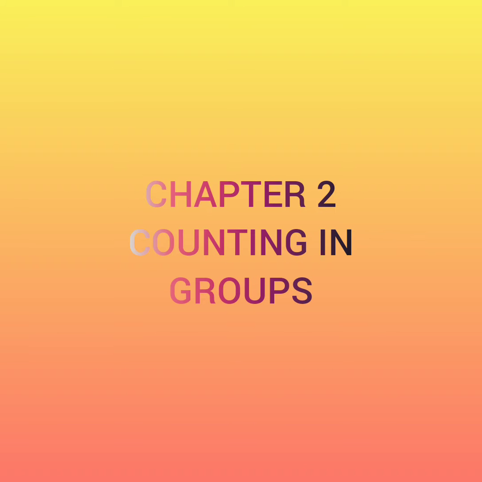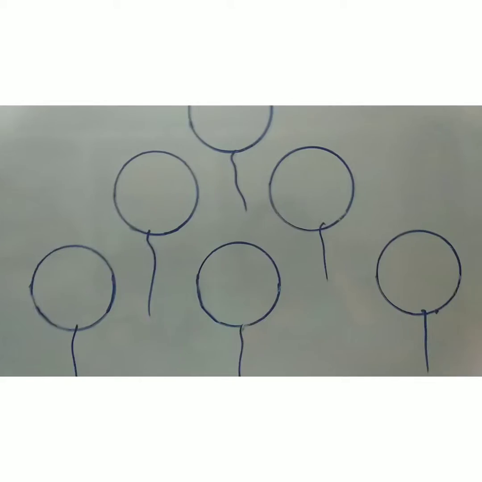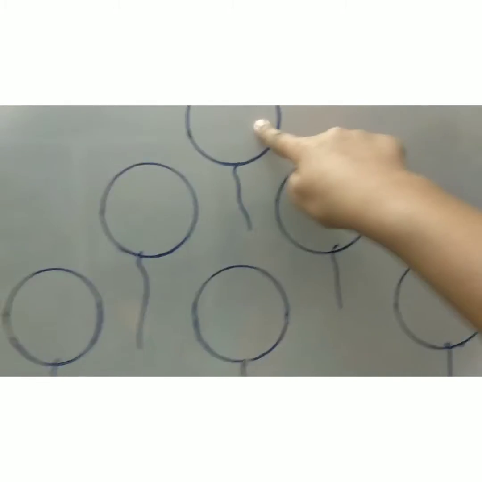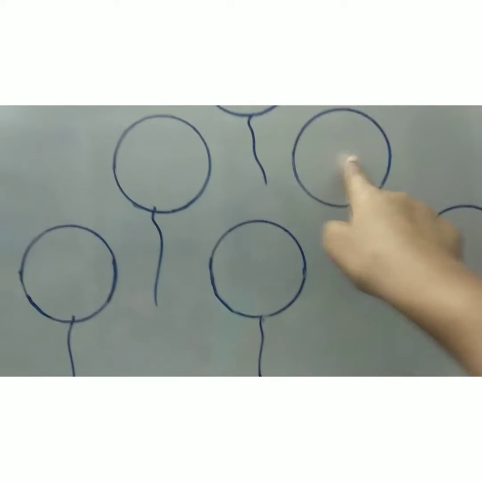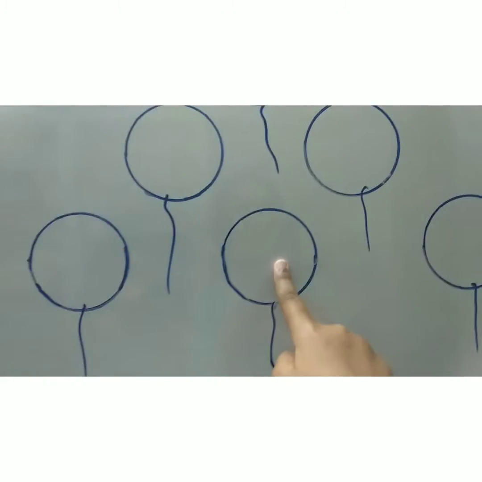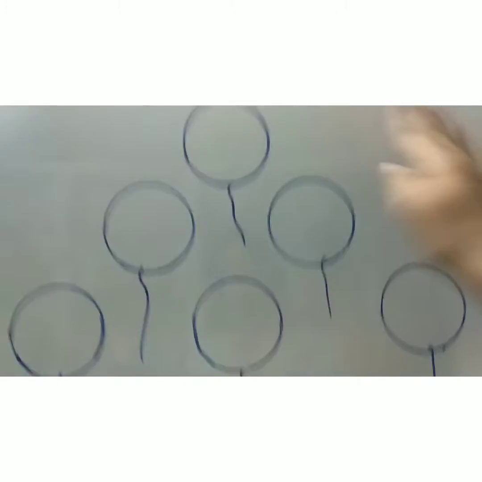Chapter 2: Counting in Groups. Students, now let's count the number of balloons on the board. 1, 2, 3, 4, 5 and 6. So we have a total of 6 balloons on the board.